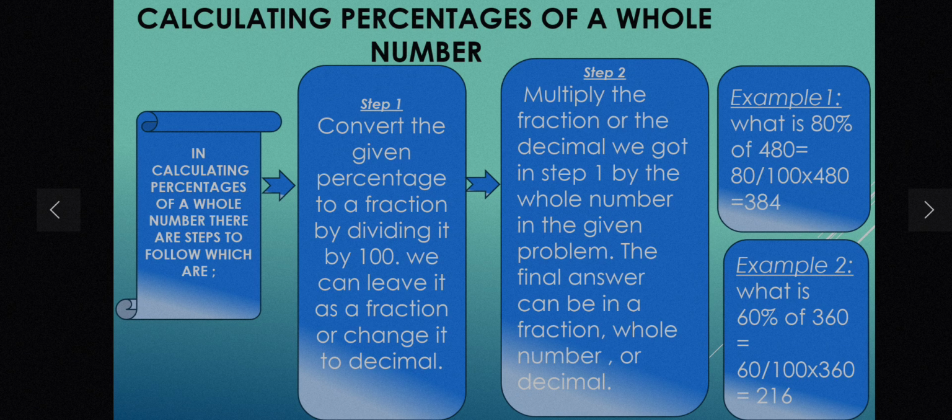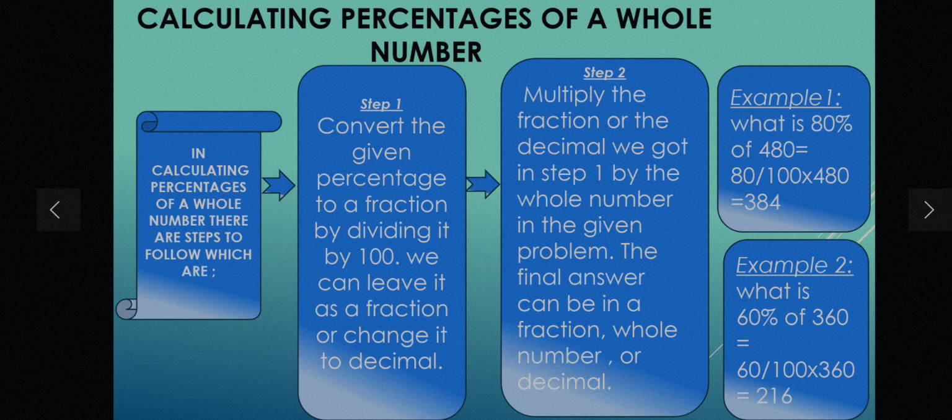An example here, the first example says, what is 80% of 480? Like I said, in step 1, you first divide the percentage given by what? 100. So 80% becomes what? 80 over 100. The next step is that you multiply it by the given whole number. That is 80 over 100 times 480. I can see here, the 0 of 100 cancels the 0 of 80. Then the 0 of 100 again cancels the 0 of 480.